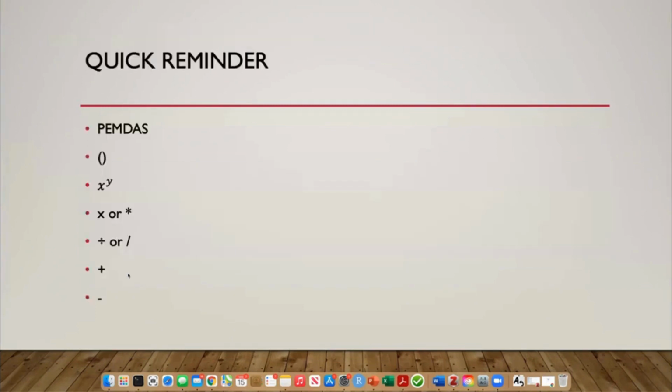Now, real quick, as we move on, we're about ready to do some calculations. So we need to remember our order of operations. In general, PEMDAS, so parentheses, exponents, multiplication, division, addition, subtraction. So whenever you have a calculation, whatever is inside the parentheses needs to be done first, followed by anything with an exponent, followed by multiplication, followed by division, followed by addition, followed by subtraction.